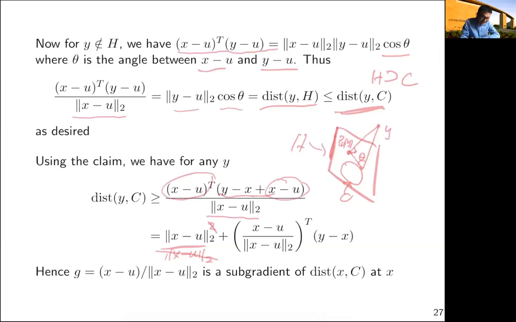Okay, and notice that this x minus u norm is simply the distance of x to C, since u is defined to be the projection of x onto C, right? And then this checks the definition of subgradient directly. This shows that G is the subgradient of the distance of x to C at x. Okay, so I hope that's a clear argument that everyone's able to follow.